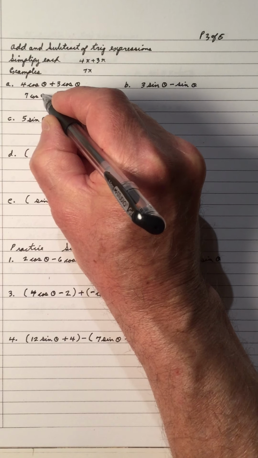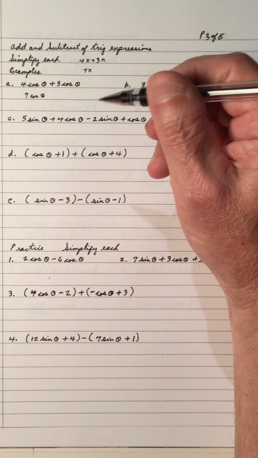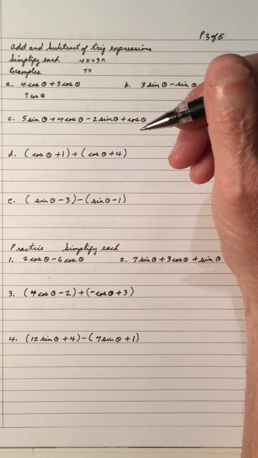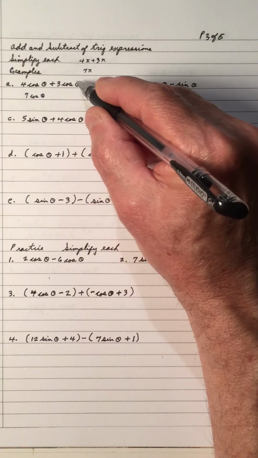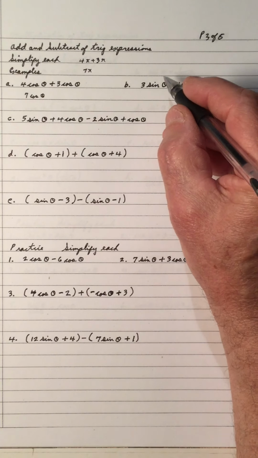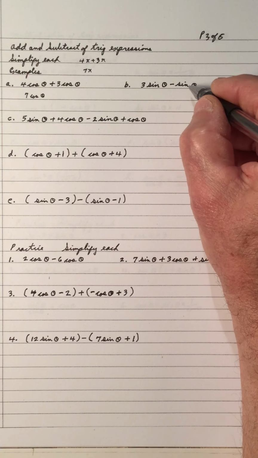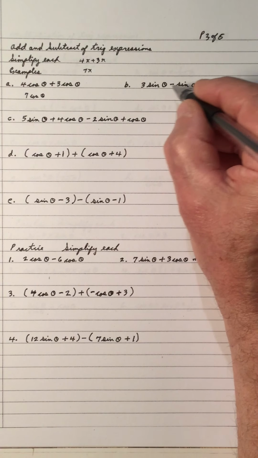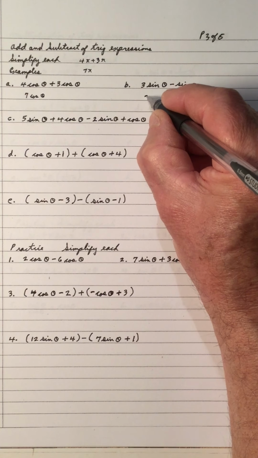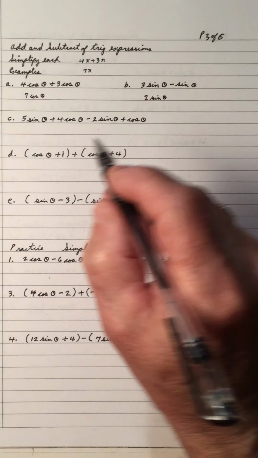Now theta is an angle symbol. There are thetas and betas and alphas, and it could be x's and a's, but it makes no difference. But you'll see more of this as we do more units in trig. And also b, we have 3 sine theta minus sine theta. Notice the sine theta is the same, they're like terms, so 3 minus 1 is 2 sine theta.